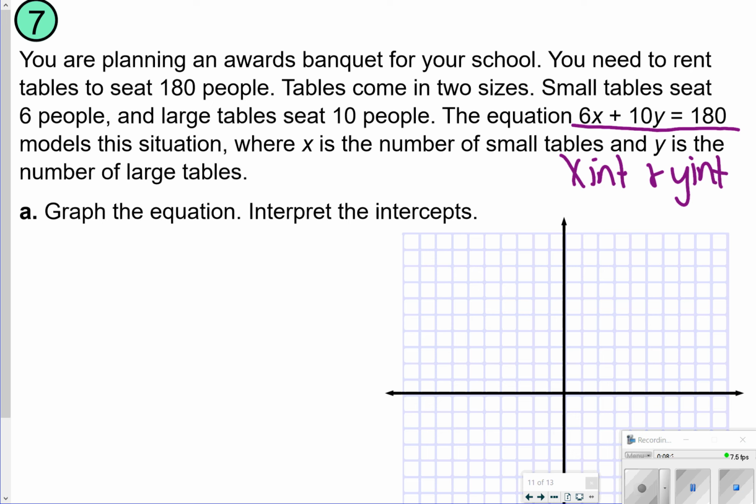So what would that mean when x is equal to 0, and what does that mean when y is equal to 0? Let's go ahead and pause the video here so you can try it by yourself, and once you're done, click play to check your work.